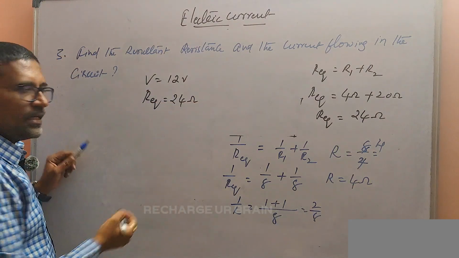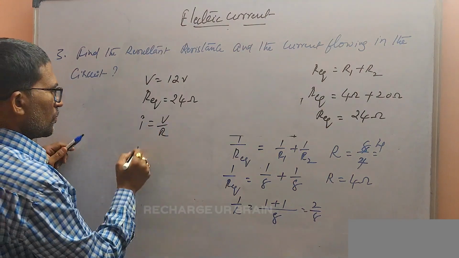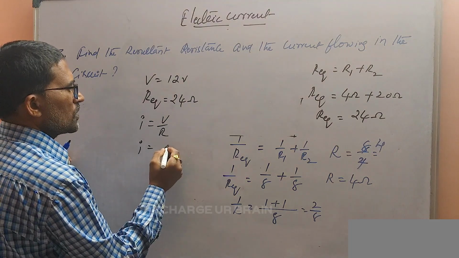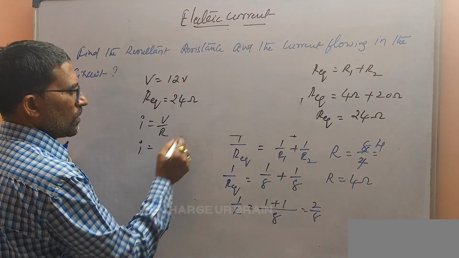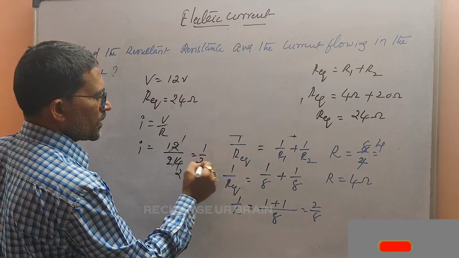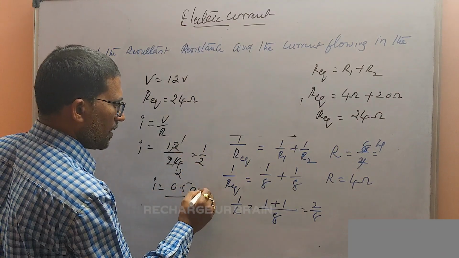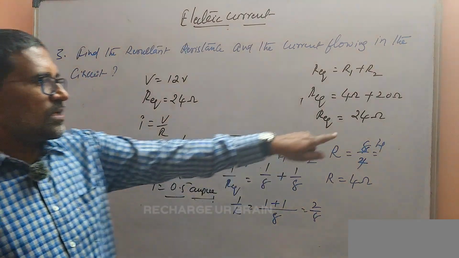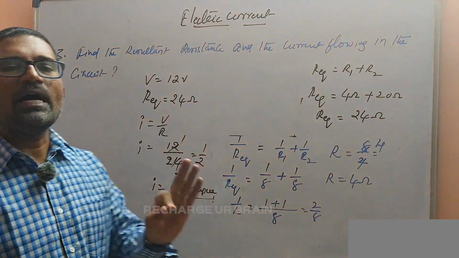You have to find out the current. Now the current formula is I is equal to V by R according to Ohm's law. I is equal to V, which is 12, by resistance, which is 24. 12 divided by 12 is 1, 24 divided by 12 is 2, so 1 by 2. I is equal to 0.5 ampere. This is the current. The equivalent resistance is 24 ohm and the current you got is 0.5 ampere.